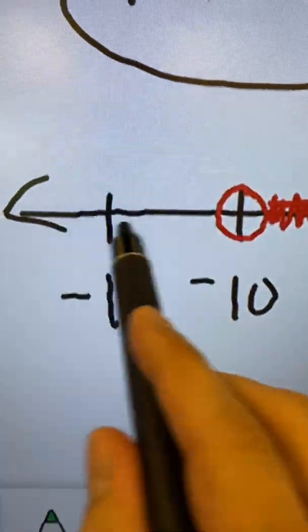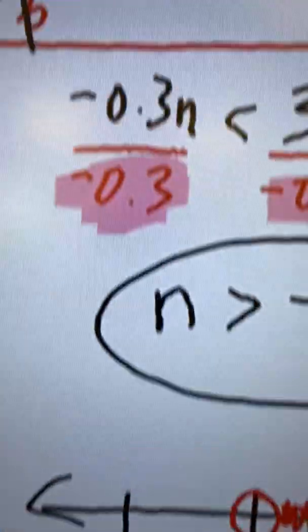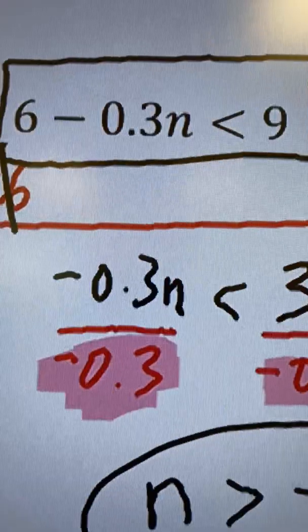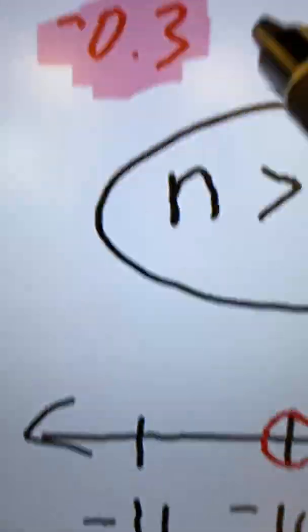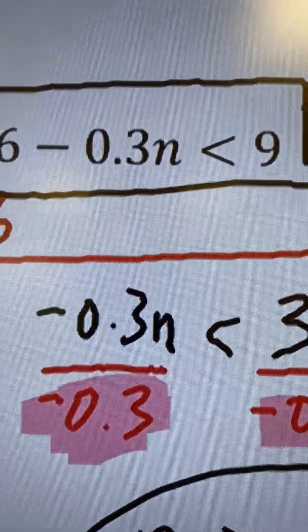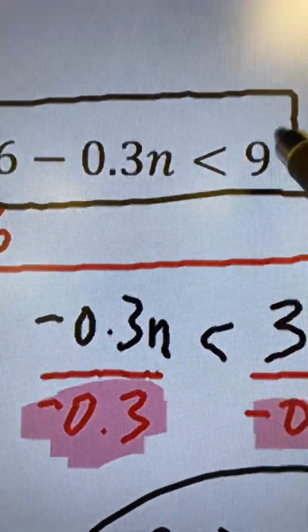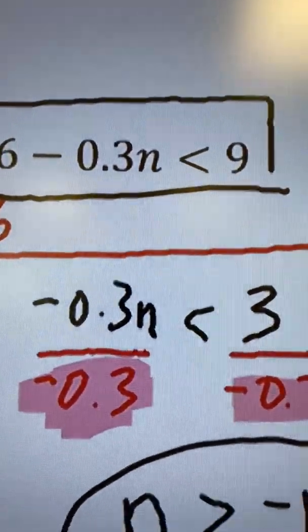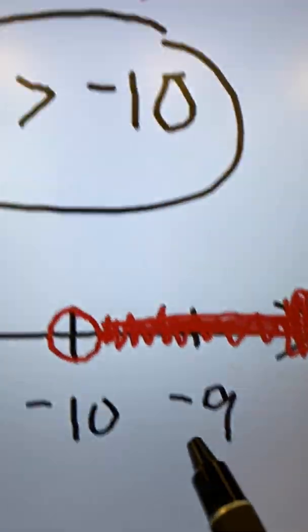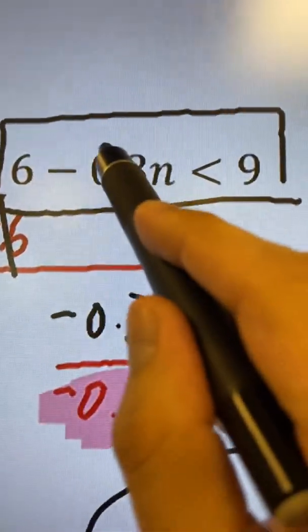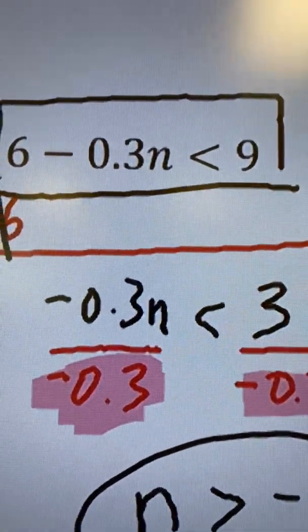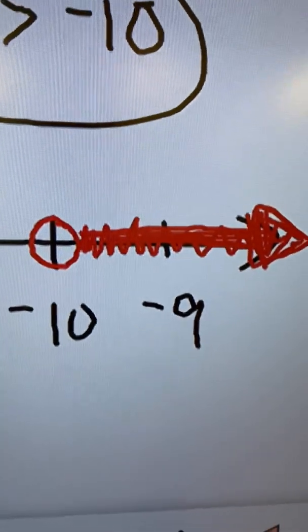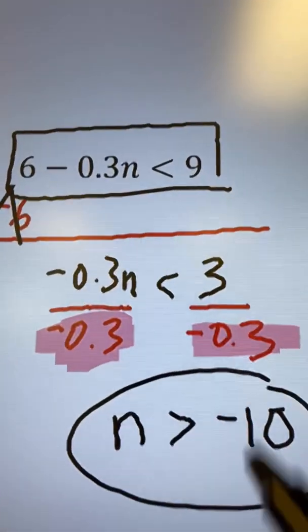And any of the numbers on this side that are less than negative 10 will not be solutions, meaning when you substitute a number, like if you did negative 11, if you put negative 11 in there, you're going to get a false statement. You're going to get a number that is not less than 9. It's actually going to be bigger than 9. And similarly, if I pick a number like negative 9 and substitute it for n and simplify, I'm going to get a number that's less than 9. It will be true. And that's what we mean by a solution set. There's more than one answer that will make that inequality true.